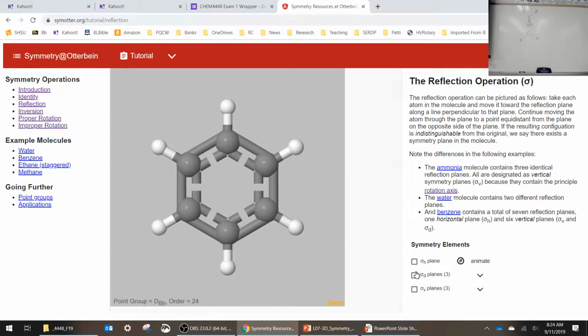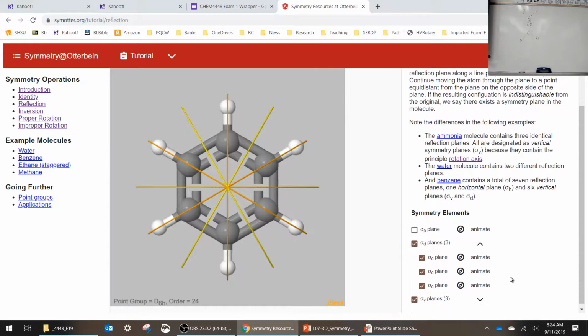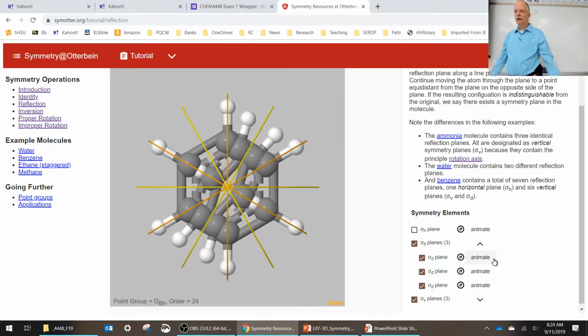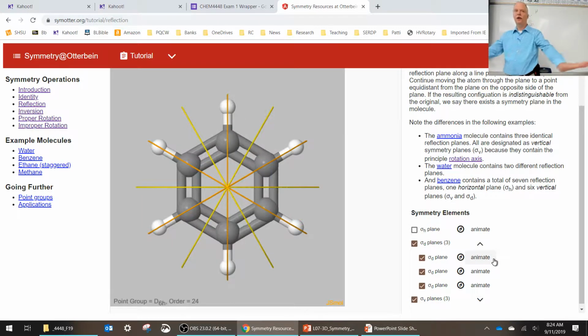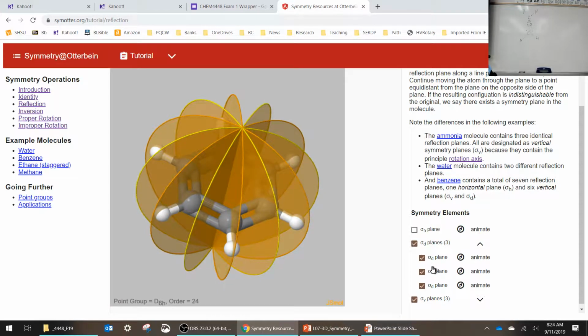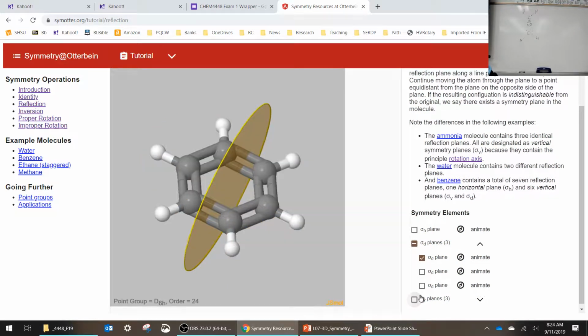And then benzene, we saw these last time. We have all of the sigma D planes and the sigma V planes. Let's animate some of these. This will be much more exciting. Now everything's staying in the plane when it reflects. It goes straight across. Let me rotate the molecule up and we can see that reflection. Let me get rid of some of these. So we'll just look at that one and animate it.